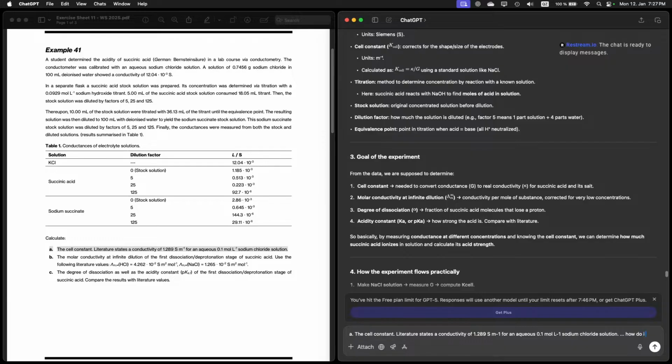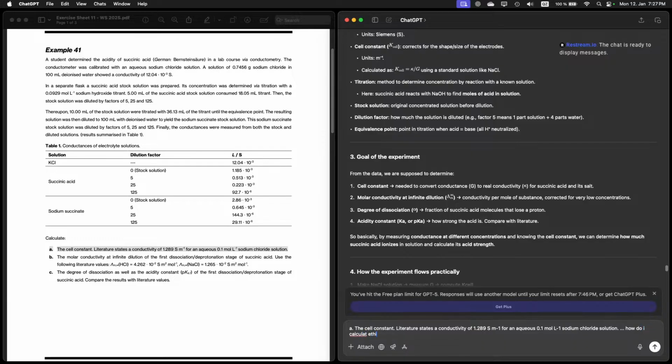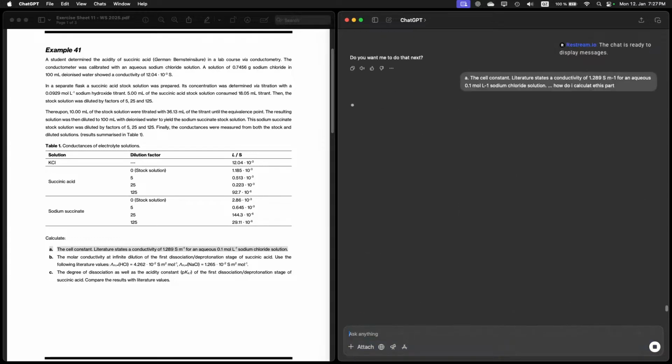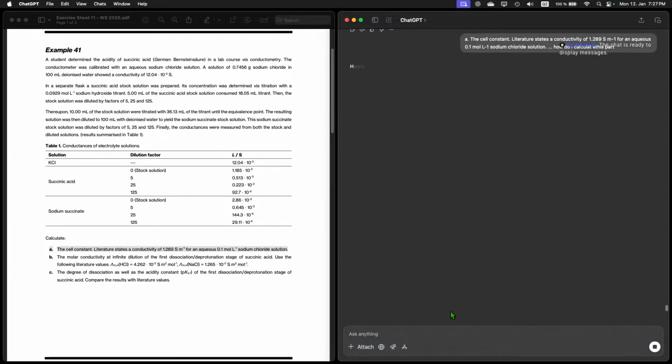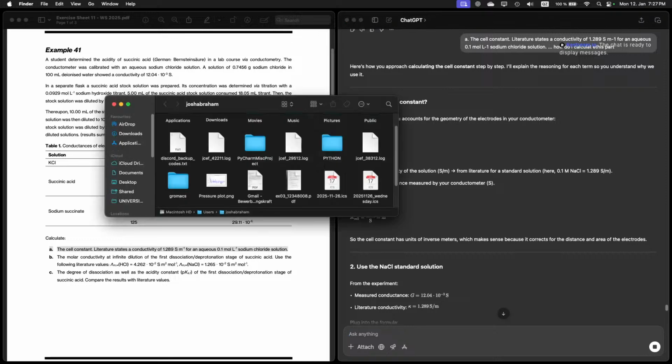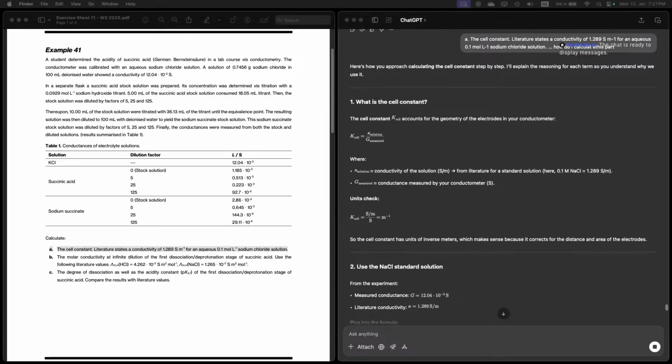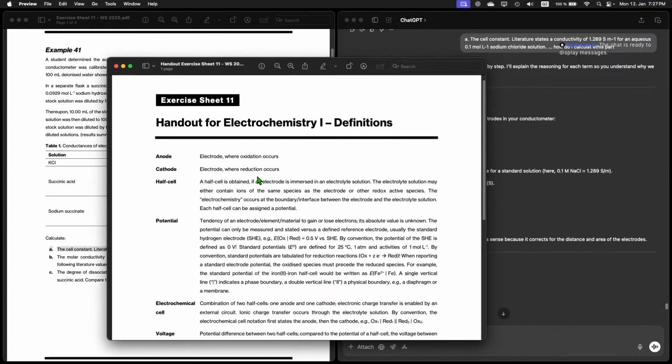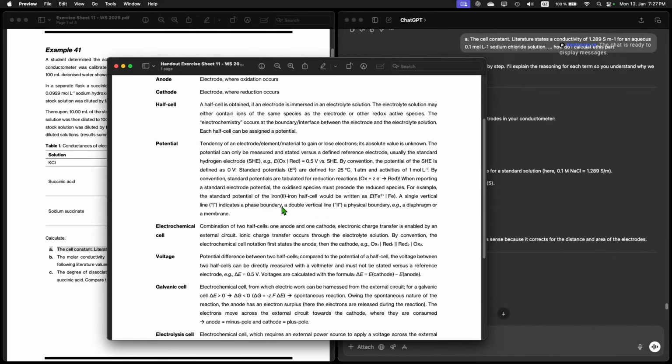How do I calculate the first part? Come on. Cell constant, let me pull this up. I forgot the name. Exercise 11, handout exercise sheet 11. Handout, yes. So definitions have cell potential.